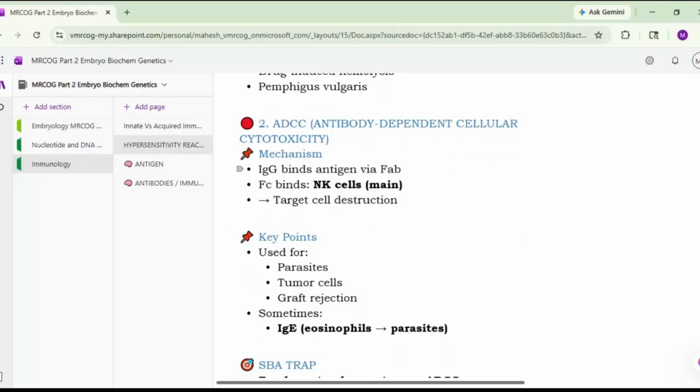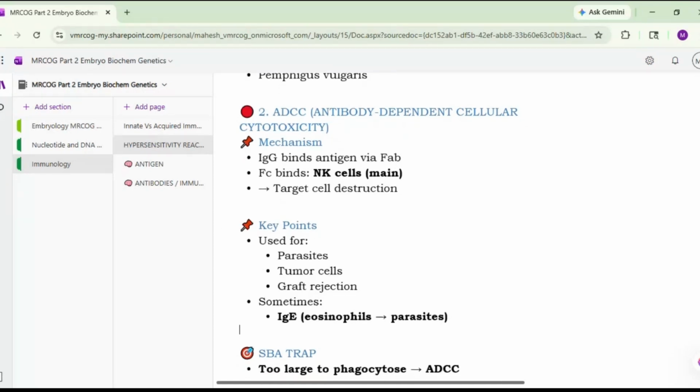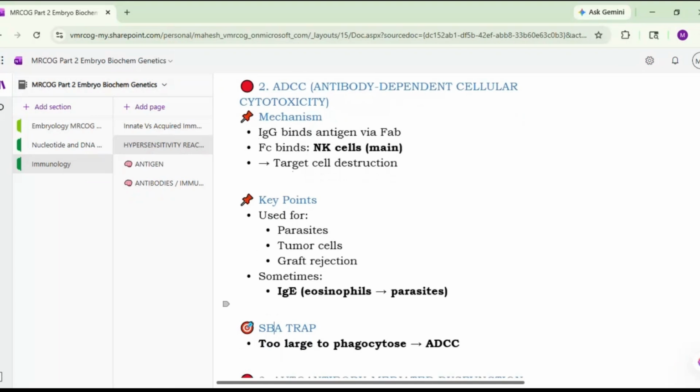So here IgG binds with antigen via the FAB portion. The FC binds with the NK cells, and that will lead to the red cell destruction. It is used for parasites, tumor cells, graft rejection. Graft rejection is also a type 2 hypersensitivity. Sometimes there is IgE, especially with eosinophils in parasites. So sometimes IgE is responsible, but if it comes to the parasite it is type 2 hypersensitivity and not type 1.